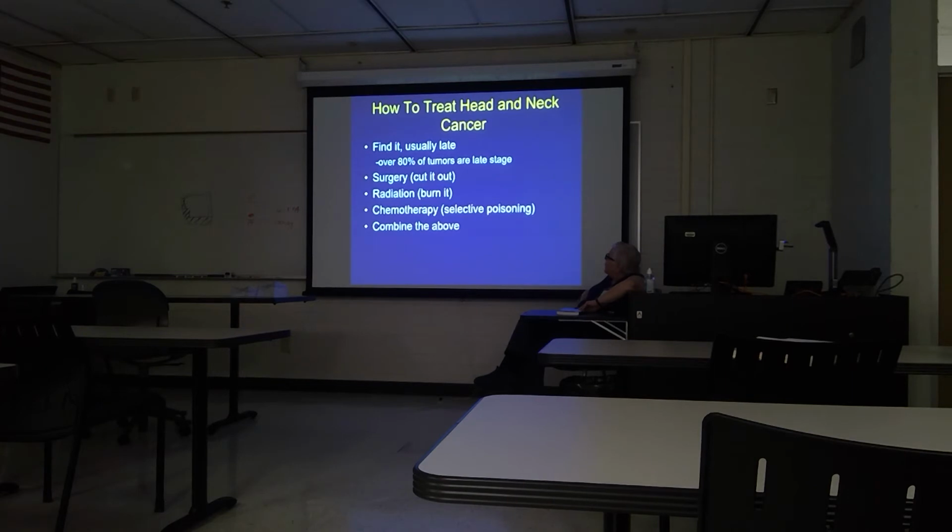How to treat head and neck cancer. You usually find it late, depending on what it is. Over 80% of tumors are late stage, with the exception, for some reason, of larynx tumors. They tend to be early. So surgery, you cut it out, radiation, you burn it, chemo, selective poisoning, or all of the above. If the surgeons get to it first, then obviously they'll take it out, and then they may send it to us, plus chemo.